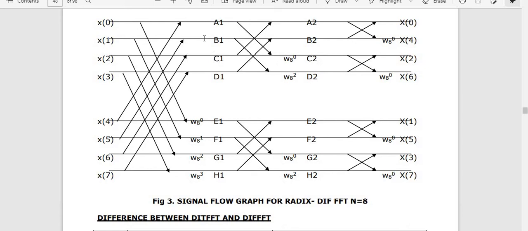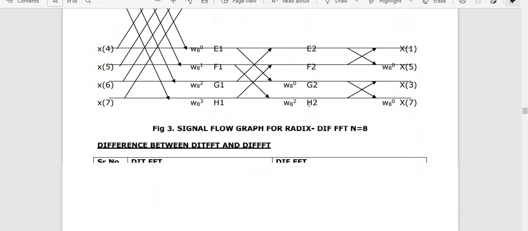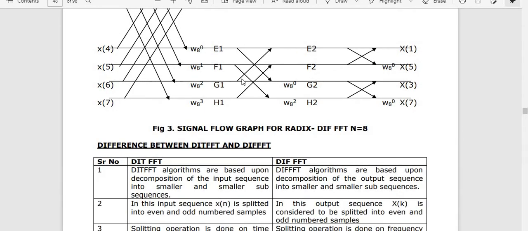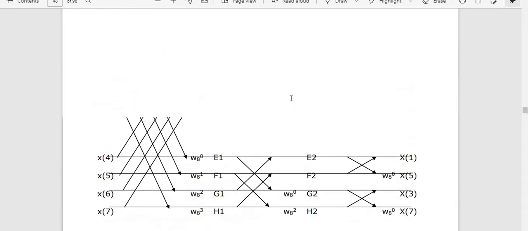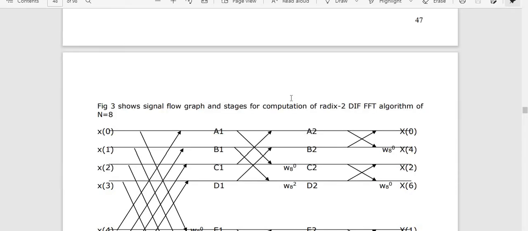For D2 what I can write? B1 minus D1 of W8 of 2. What is E2 I can write, students? E2 is what? E1 plus G1. F2, F1 plus H1. For G2 what I can write? E1 minus G1 of W8 of 0. Likewise for H2, F1 minus H1 of W8 of 2. Clear? So whenever we get the feedback, that feedback only we need to consider and we have to write down the values for it. So this is the stage 2 analysis. Now we look into the output stage directly.